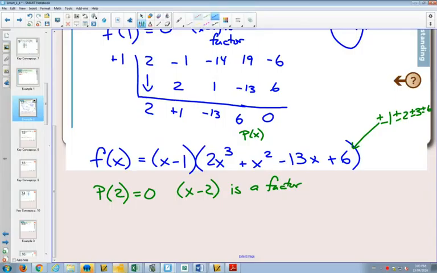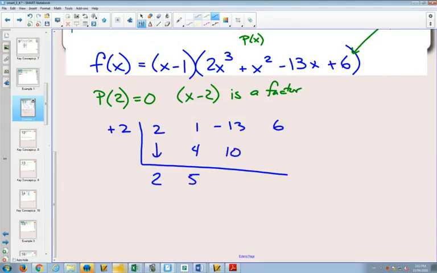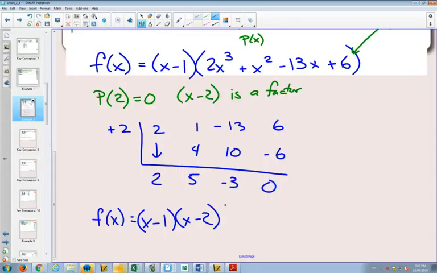So now you can do synthetic division of that part. 2, 1, -13, 6. You'd put a plus 2 out here. Bring the 2 down. 4, 10. Sure enough, it equals 0. So now we can write, we had found x minus 1 was our first factor. Now we've found x minus 2 is a second factor. And we're left with 2x squared plus 5x minus 3.